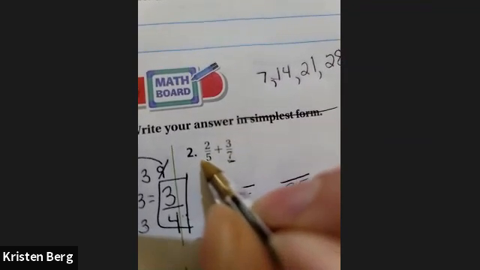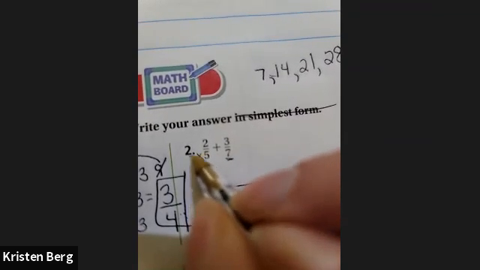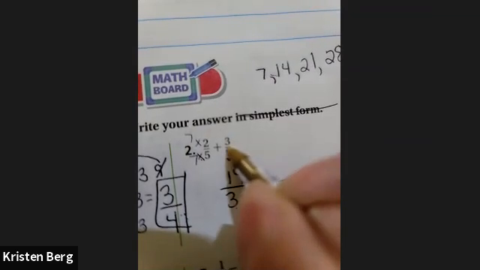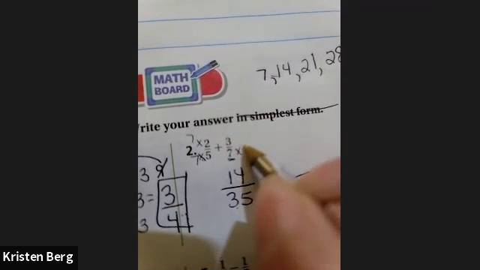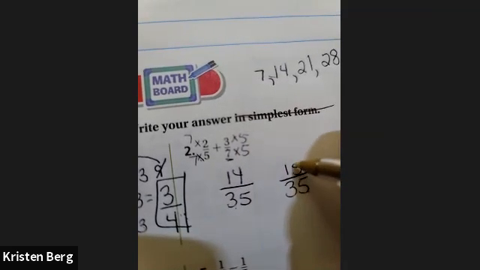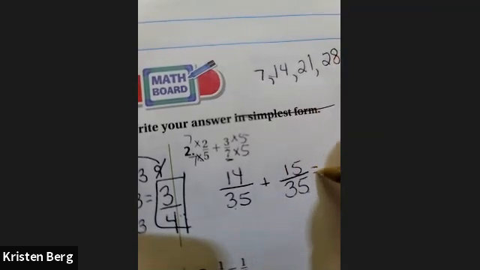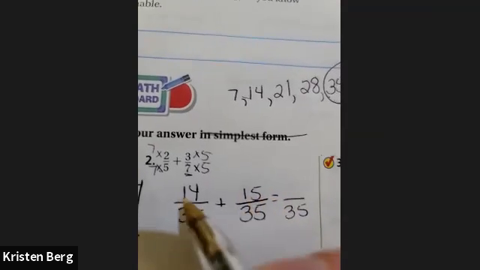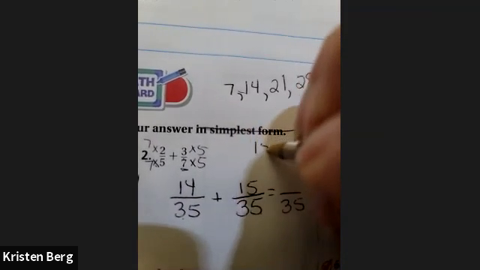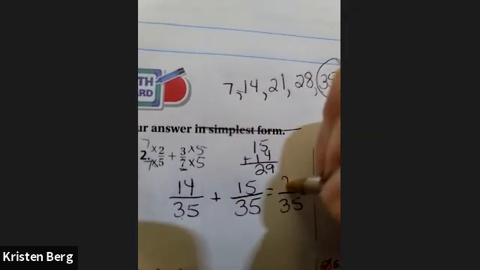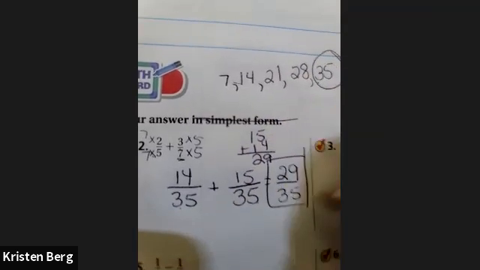All right, so what do I have to do to 5 to get it to 35? I have to times it by 7, and this one by 7. 7 times 2 is 14. What do I do to a 7 to get it to 35? Times that by 5, and this one by 5. So that would be 15 over 35. Now I can add them because they have a common denominator, which is 35. So now what is 15 plus 14? 15 plus 14 would be a 9 and 2. So that would be 29/35. And that is good enough for me.